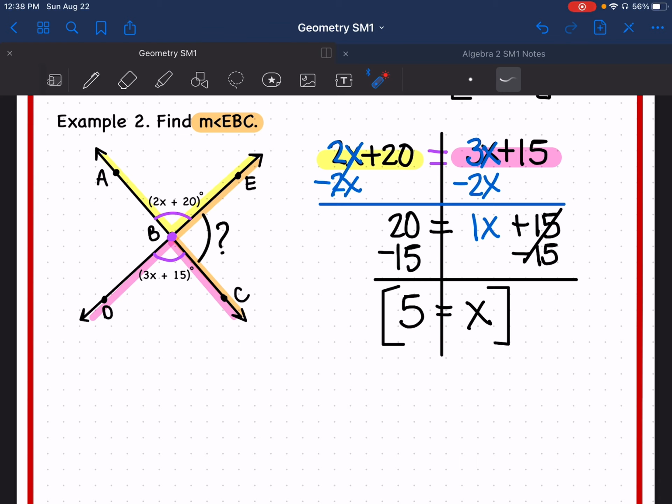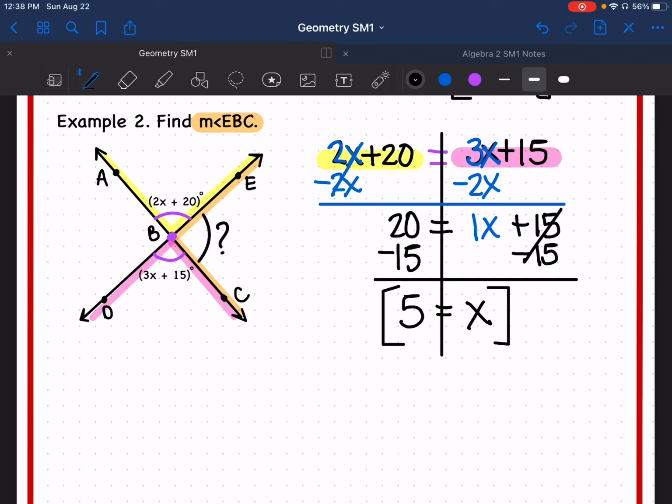All right, but I need to find the measure of this angle. A good thing to do is to take my answer and substitute it back in either into the yellow or the pink, whichever one I would think is easier. I'm going to do the yellow because for me, I don't know why, I just think it's going to be easier than the purple, the pink one.